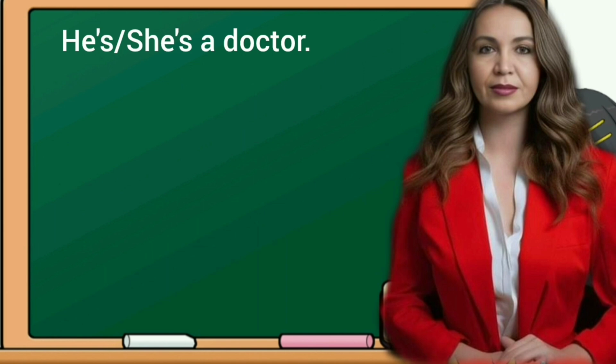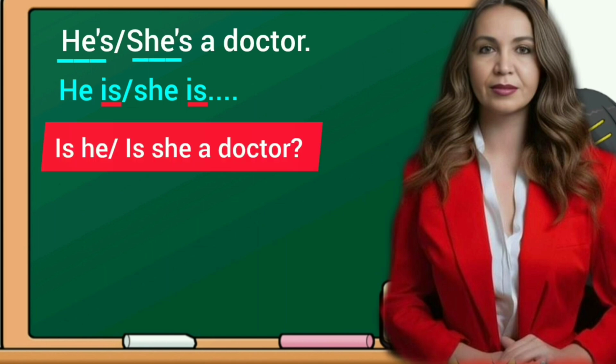Now we are going to talk about he is and she is and how to use them in a question. So let us have a look. He's a doctor. She's a doctor. Remember, he's is a contraction of he is and she's is a contraction of she is. In both, the be verb is is. So when we make a question, we have to move the be verb to the front. Okay?